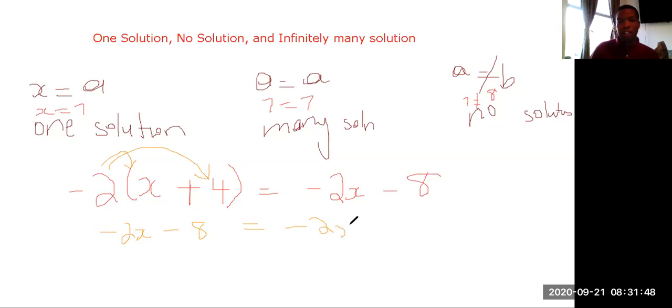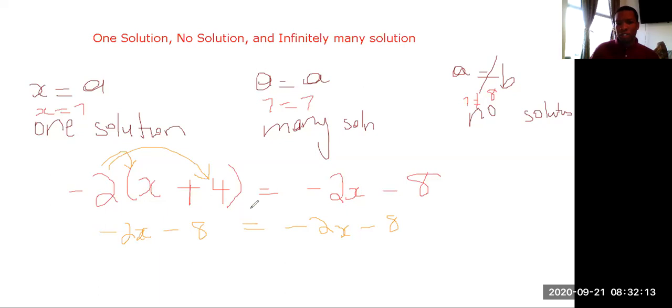We could already look at this and tell what it is. Can you see what it is already? We could already look at this and tell if it's one solution, many solutions, or no solution. Go ahead and put it in the chat. We have negative 2x minus 8 equals negative 2x minus 8. All right, we don't have to necessarily solve it all the way down. I'm getting one solution. Let's look at it.